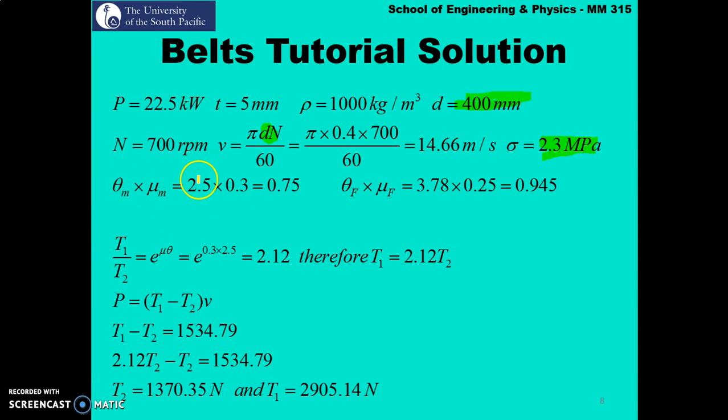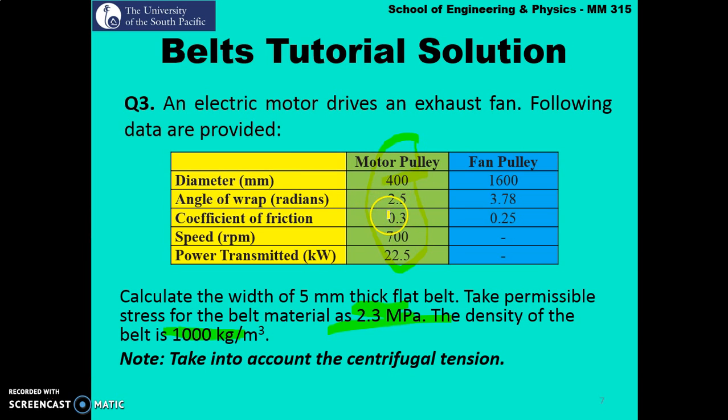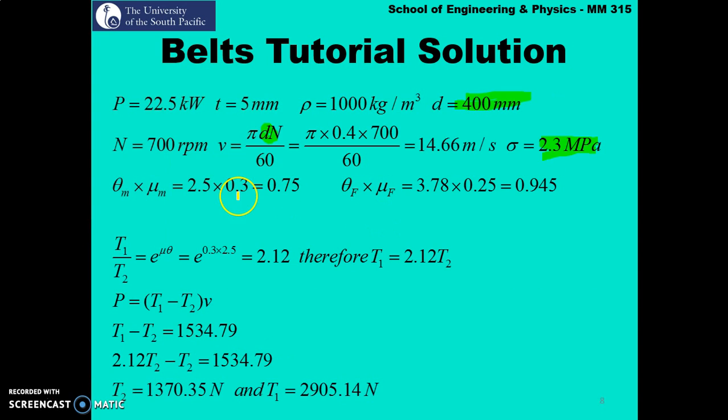Now what I'm doing here is looking at the product of the lap angle times the coefficient of friction for the respective pulleys. So theta m is the lap angle for the motor pulley, and mu m is the coefficient of friction of the pulley mounted onto the motor. These were 2.5 and 0.3 respectively. So 2.5 times 0.3 is 0.75.